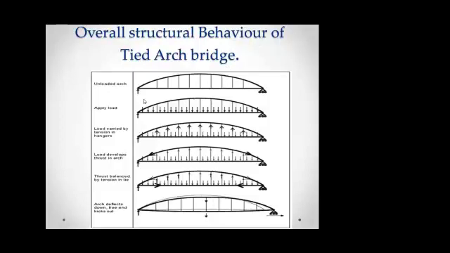This is the unloaded structure. When the deck slab is loaded, the load is transferred through the hangers, and in turn the loads develop thrust on the arch. The thrust is balanced by the tension in the tie member, and the arch deflects freely. When you have this, we have deflections. You can understand how it behaves.